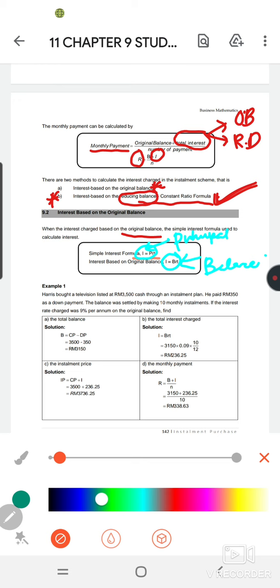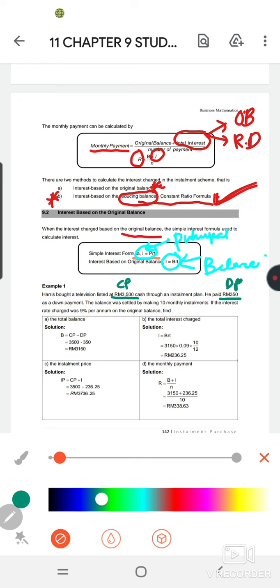Let's discuss example 1. Haris bought a television listed at RM3,500 cash through an installment plan. He paid 350 as a down payment. So yang ni adalah cash price, kita tanda dulu kat sini. Cash price 3,500, 350 adalah down payment.